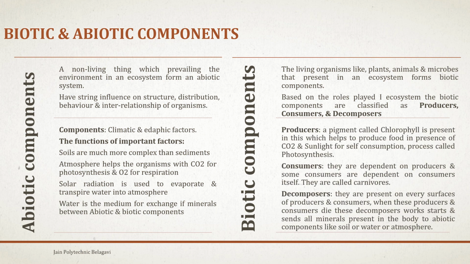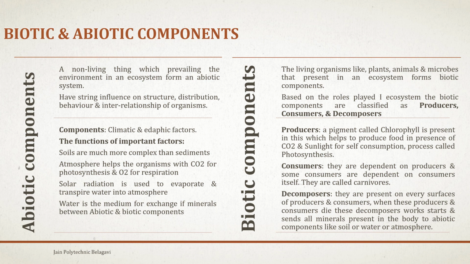So the producers, these are the biotic components which manufacture the food by themselves in the presence of solar radiation or solar energy, the gas carbon dioxide and the different minerals with water which will be grasped from the soil. At the last, the important factor is the chlorophyll. It is the pigment. In the presence of this, the food is prepared by these producers.